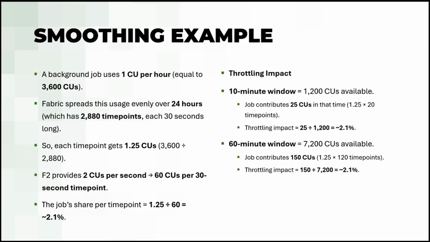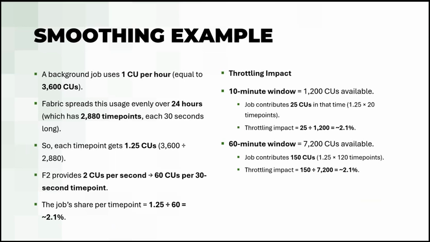Here's an example. I'm just going to read through it. It's a lot of numbers, but it lays out what it's thinking. We've got a background job that uses one CU per hour, and then the wave Fabric exists per second. So we've got 3,600 CUs per second. Fabric is going to spread this evenly across 24 hours. Remember, we've got 2,880 time points, so each time point gets 1.25 CUs.